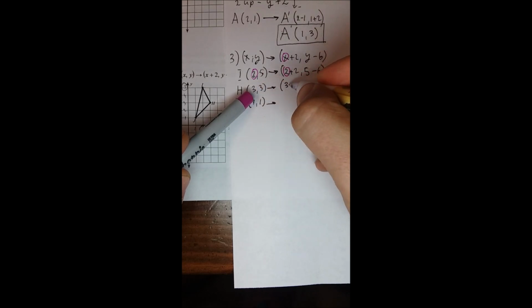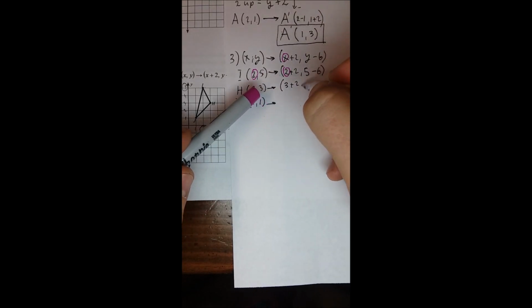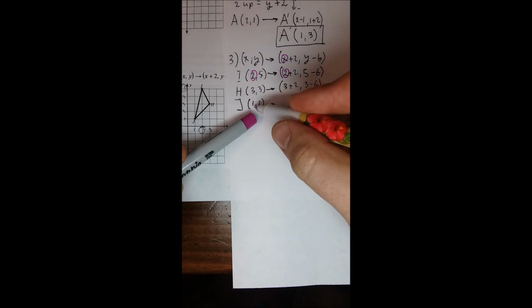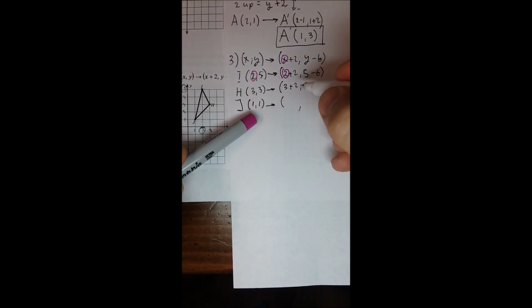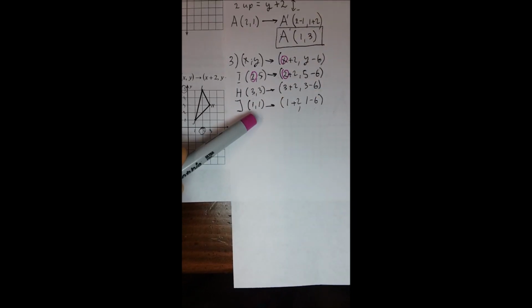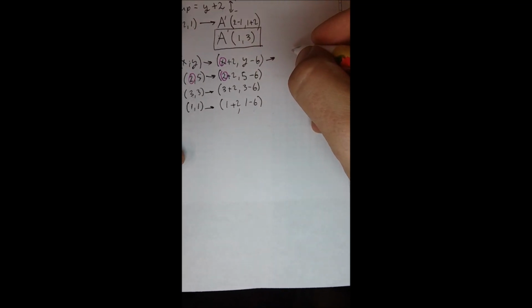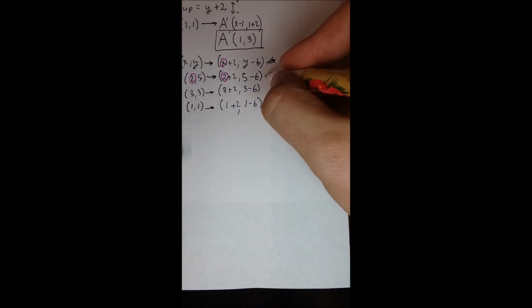Then comma, instead of y, I'm going to write down this 5 right here. So it's going to be 5 minus 6. Same thing applies to all of this. So instead of x here, I'm going to put down 3 plus 2, comma, 3 minus 6, because that's the y value. And finally, 1 comma 1, so I can even write it down like this. Here's how I'm going to pre-write. Plus 2 and minus 6, and all I got to do is fill in this one. Okay, and what that's going to give us is this. So put an arrow here.